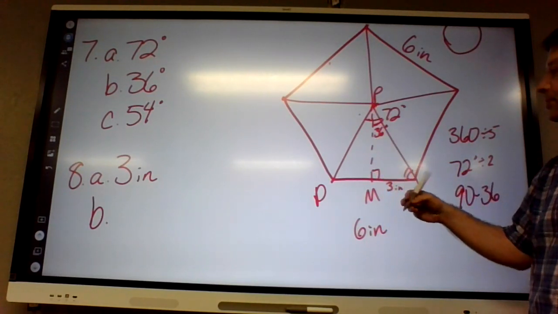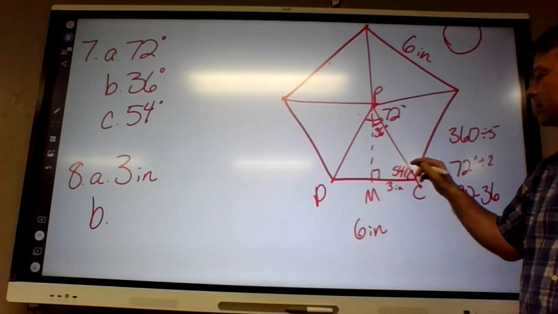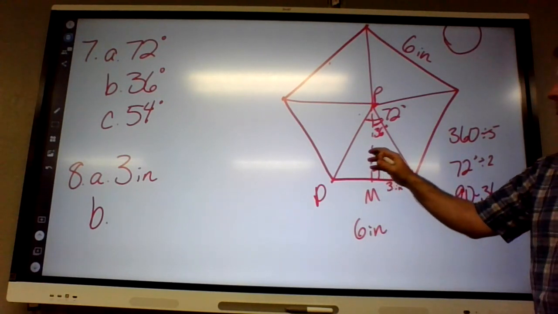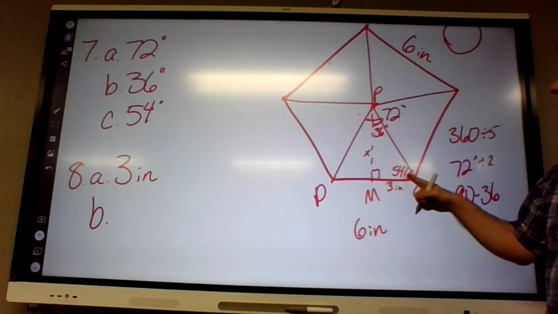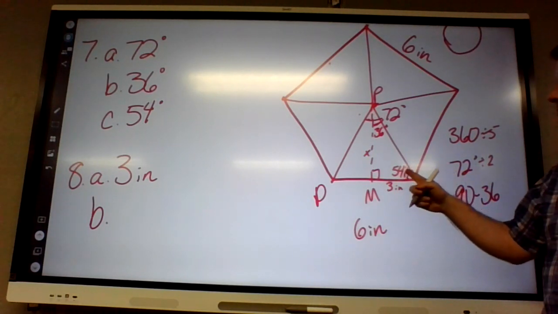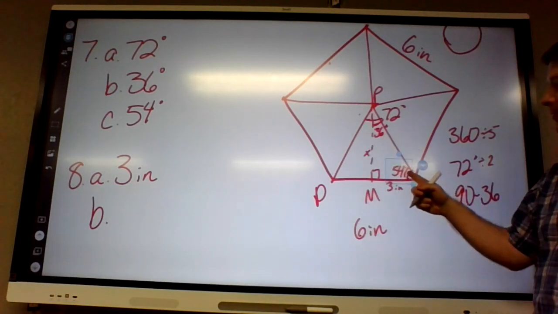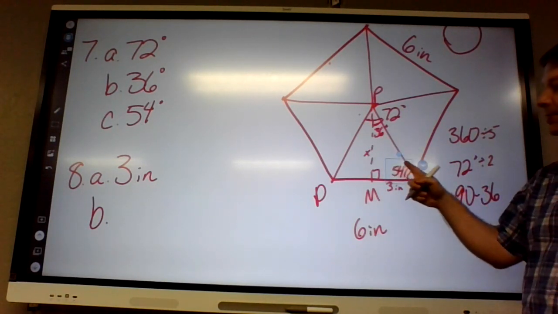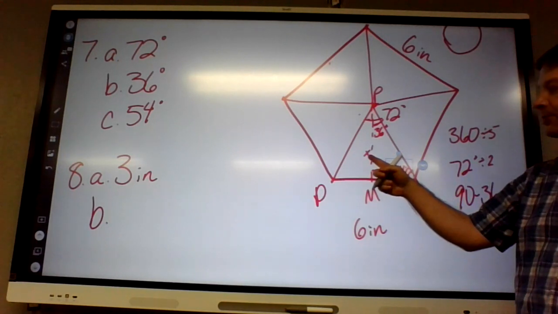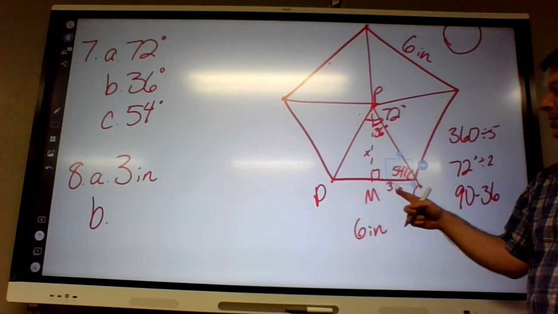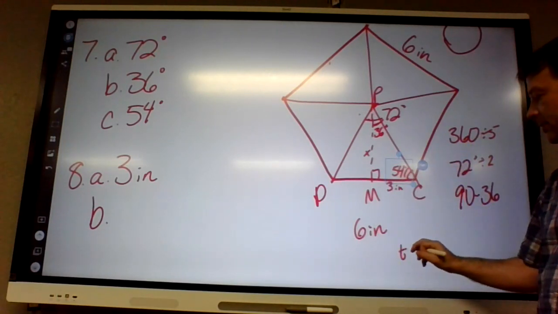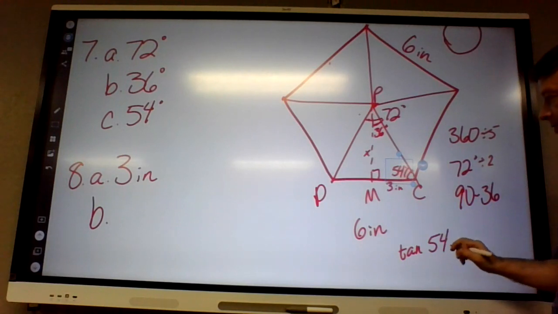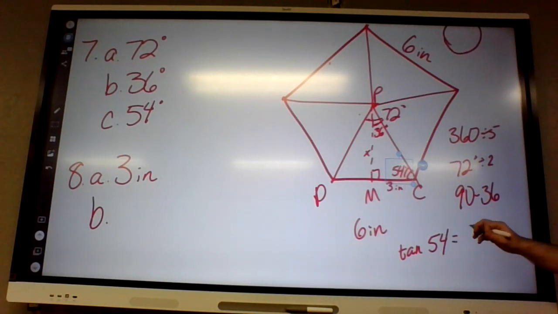Let me write this one in here. PM is right there. The angle, so the opposite over adjacent. This is where we need trig. Relative to this angle, you could use 36 if you wanted to, but relative to the 54-degree angle, this is the opposite that we're looking for, and the adjacent we know. So that would be tangent. Tangent of 54 equals opposite over adjacent.